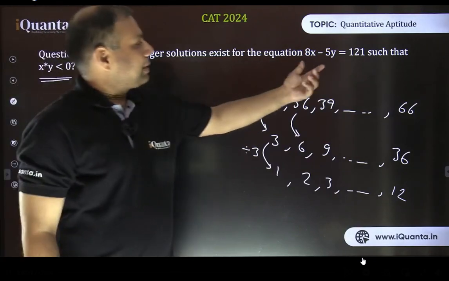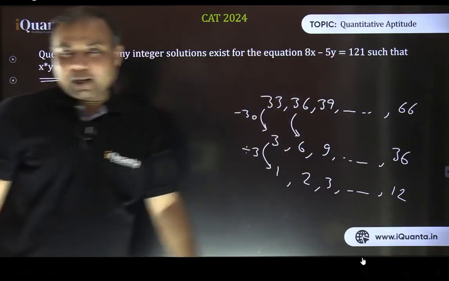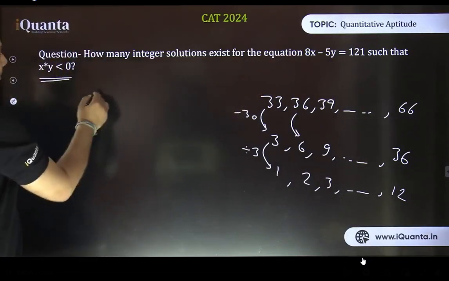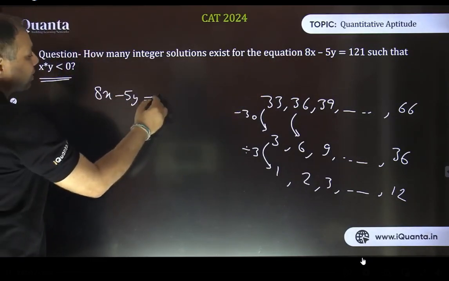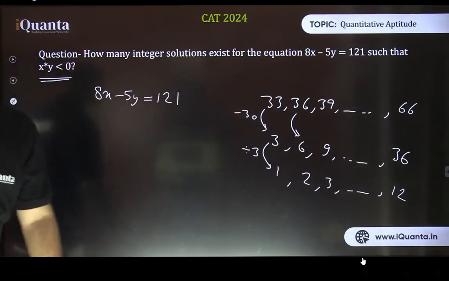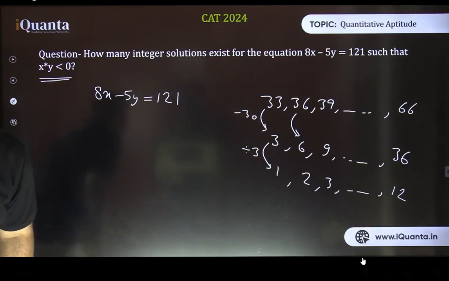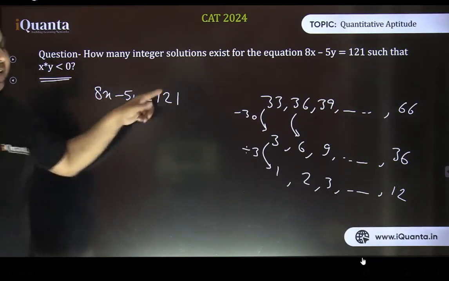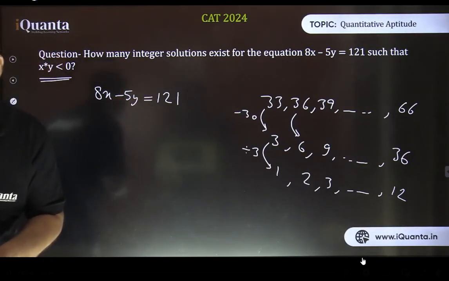Yes, the coefficient HCF in this case is 1, so there are going to be integral solutions. Let's solve it together. For this equation, 8x minus 5y equals 121, can you figure out any one integral solution here, please? Okay, Arju. Can you figure out one integral solution here, please? 8x minus 5y is equal to 121. Any one integral solution which satisfies this?